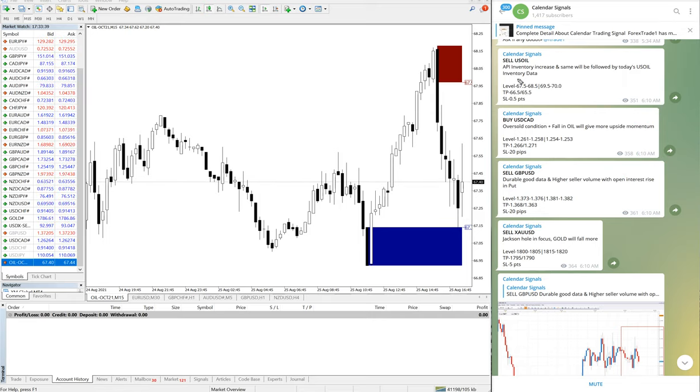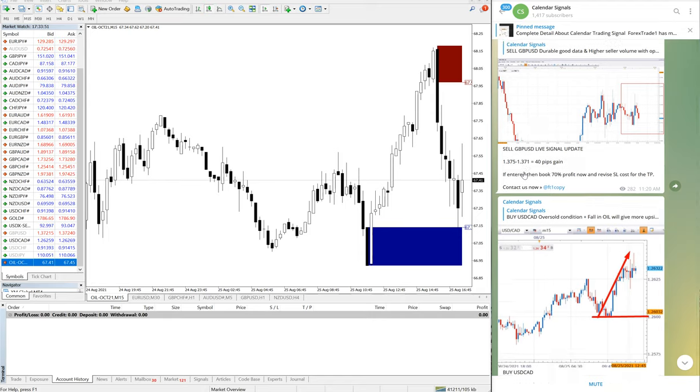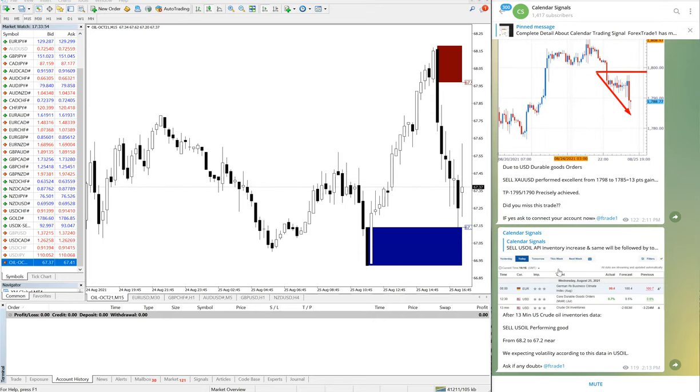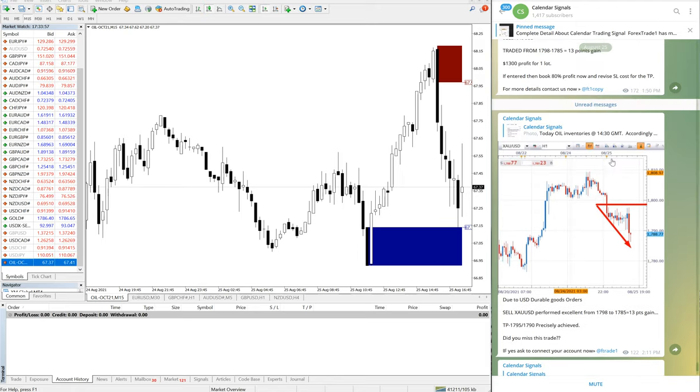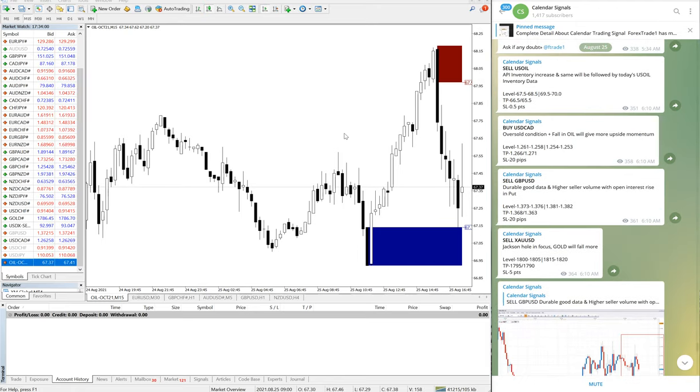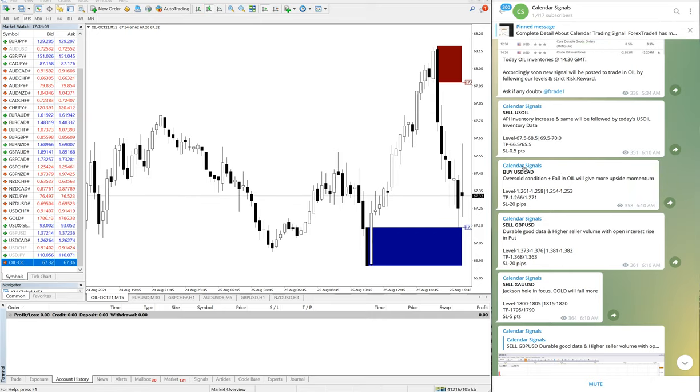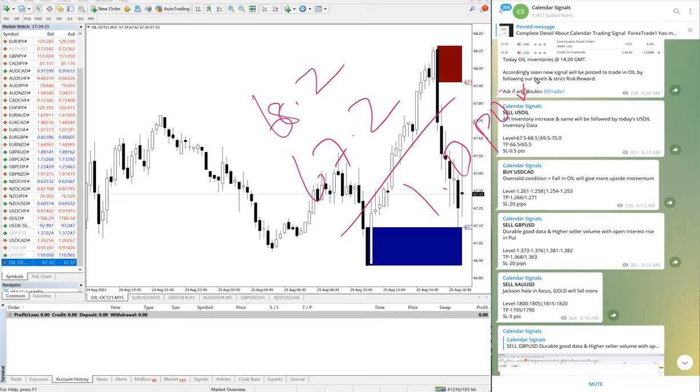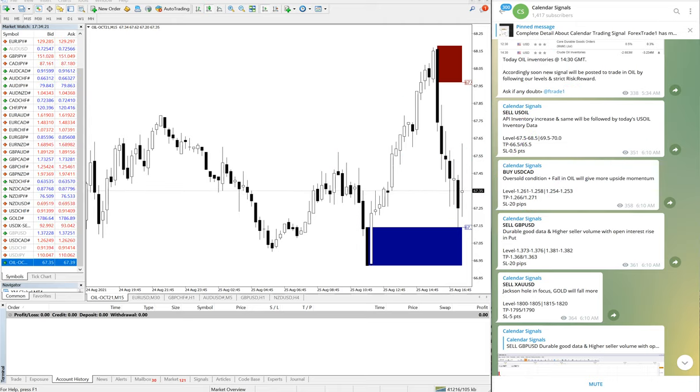We have given sell US oil. The reason is API inventory increase, and the same will be followed by today's oil inventory data. So we predicted that today's oil inventory data will also have a negative impact on oil price, and that is precisely what happened. As you can see on the chart right here, it is still in the downtrend and still moving. US oil moved from 68.2 till 67.2, which is 1 point gain as of now. Hope it will go further and reach all the targets.